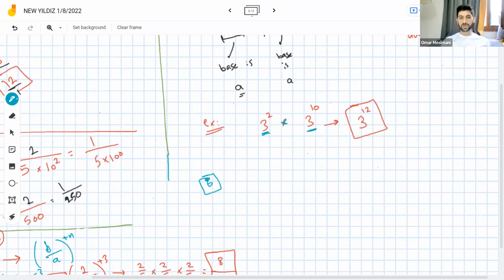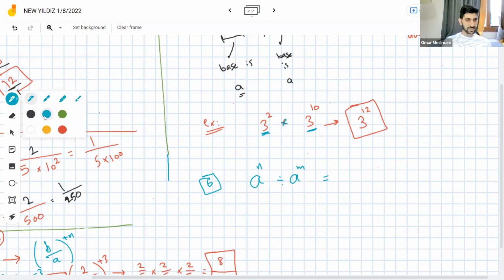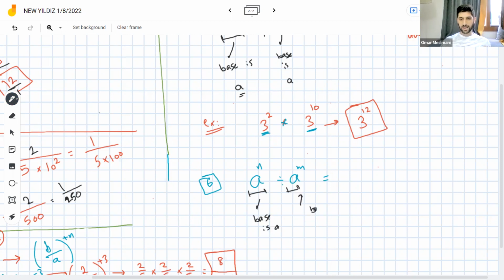Okay, rule number 6, it's somehow exactly the same as rule number 5, but instead of multiplication, I will deal with division. The formula is, once you have a power n divided by a power m, okay? And again, you have to be careful about the base. Right now, what is my base? The base is a, and this one here has the base also a.